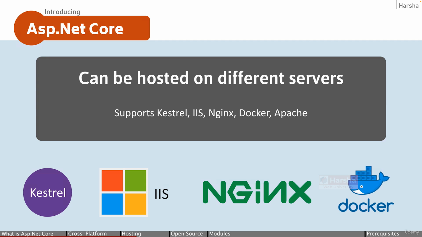ASP.NET Core supports Kestrel by default as application server and the remaining as reverse proxies. That is IIS, Nginx, and Docker, where Docker itself supports various operating systems. You can run Windows or Linux on Docker. Our ASP.NET Core application can run on any of these servers.